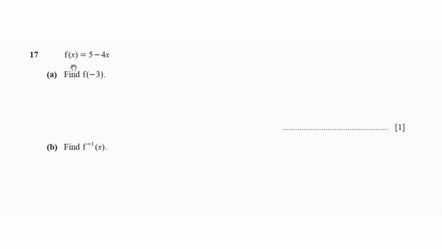Question 17 says f of x equals 5 minus 4x. Find f of negative 3. So we replace x with negative 3. That's going to be 5 minus 4 times negative 3. 5 plus 12, and that is 17.